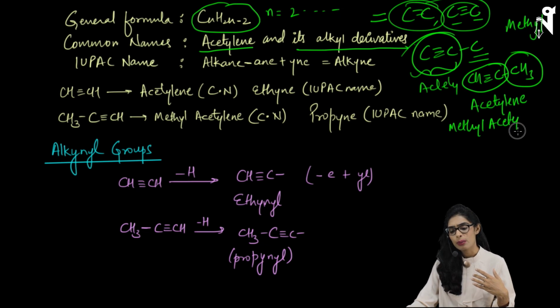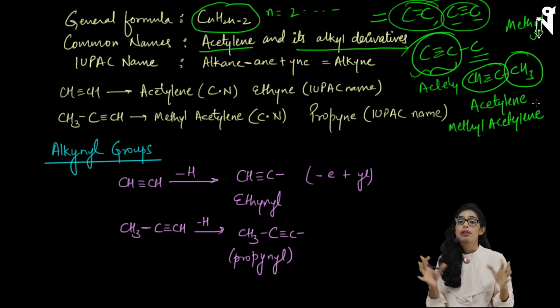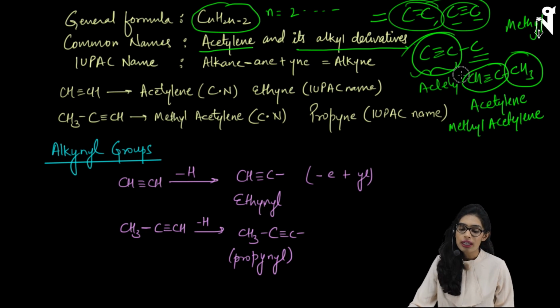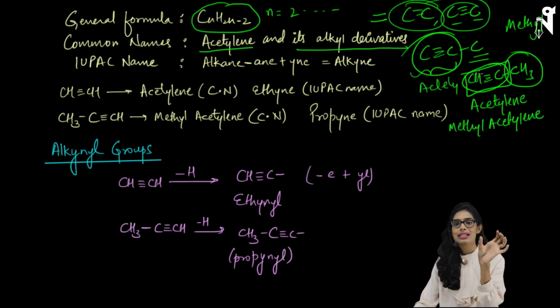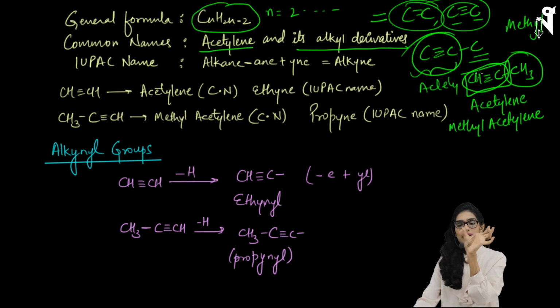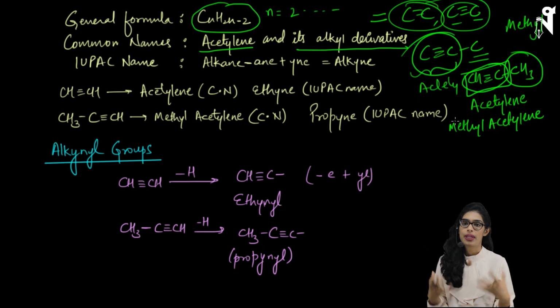This is a common name, by the way. This is not an IUPAC name. This is not under the rules of naming. So we basically do not consider the CH triple bond C as the part of the chain. We do not name it all together. We name it separately as acetylene, and the rest of the carbons are named according to the alkyl group names. That's how we name in the common naming.